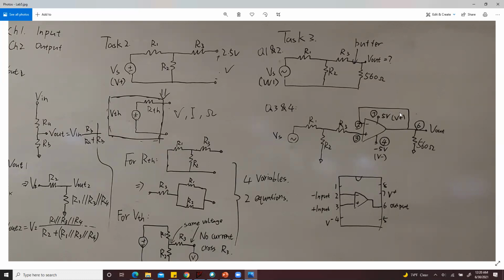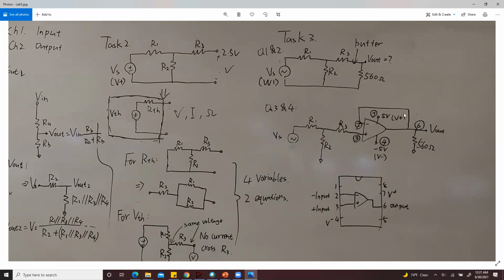So what I usually do is I build this circuit first before I turn on my power supply. When I build this circuit, I always keep my power supply turned off. Before I turn it on, I double check my circuit and make sure the connections are correct. Then I turn on my power supply. That's how you build the circuit.